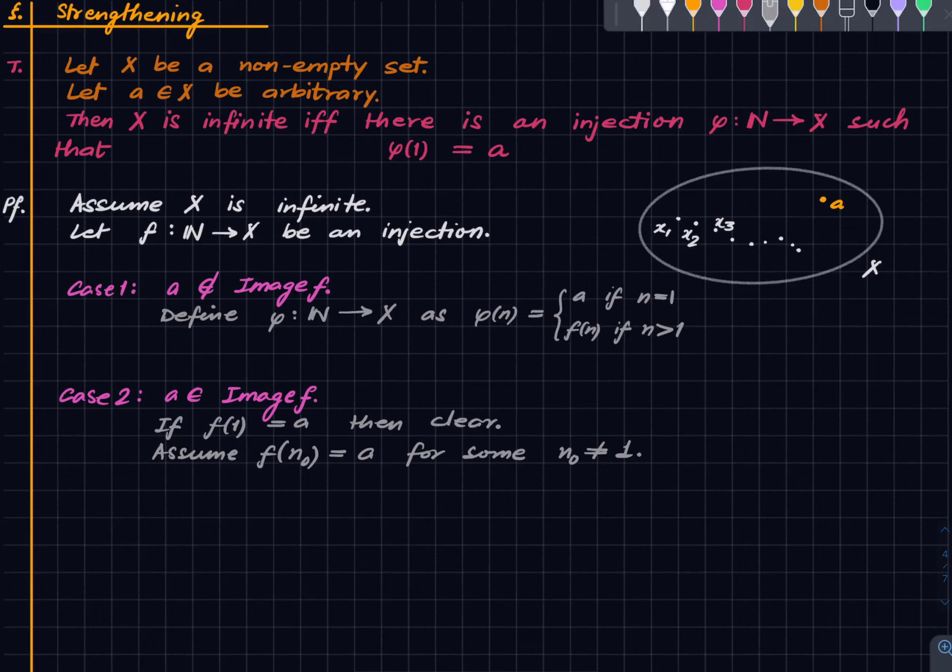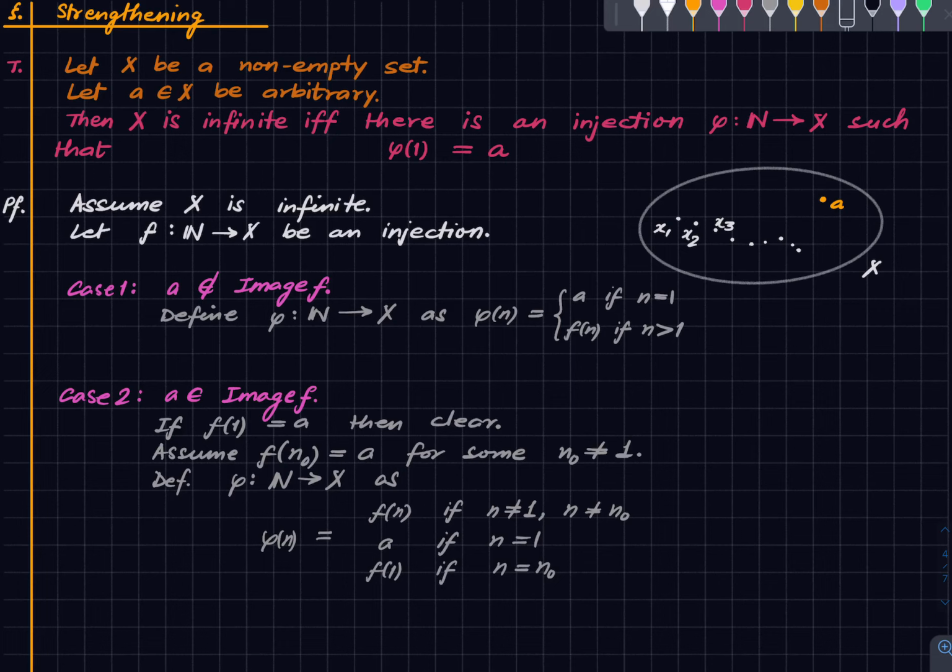So here we will just make a small modification to the function f. Define the function phi from naturals to X as phi of n is equal to f of n if n is not equal to 1 and n is not equal to n naught. So in these two inputs, we just mimic f. A if n is equal to 1, and f of 1 if n is equal to n naught.